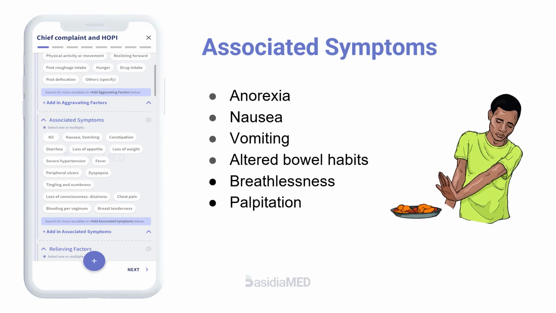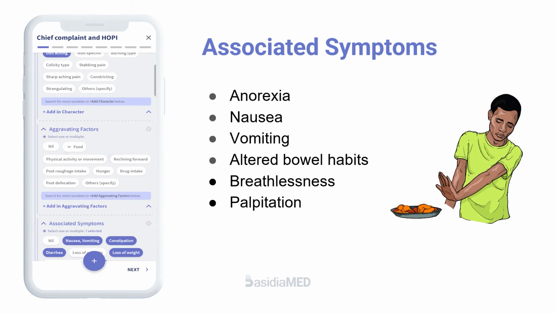Gastrointestinal complaints: anorexia, nausea, vomiting, altered bowel habits, hematemesis, hematochezia, abdominal distension; back pain; genitourinary problems: urinary complaints, foul discharge; thoracic complaints: chest pain, breathlessness, palpitation; and constitutional symptoms: fever, weight loss, may be associated with pain, which can give clues to diagnosis.